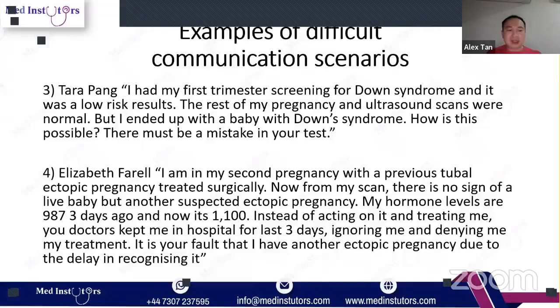So now she said that you denied me my treatment 3 days ago, and it's confirmed. It's not ectopic. It's not a viable pregnancy. It is your fault that it's another ectopic because you delayed me from having the treatment at the right time. So now I'm going to have scan surgery, which is going to be horrible for me. This was my true station in 2015.